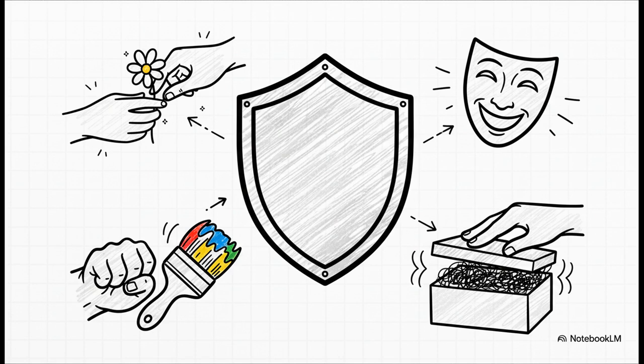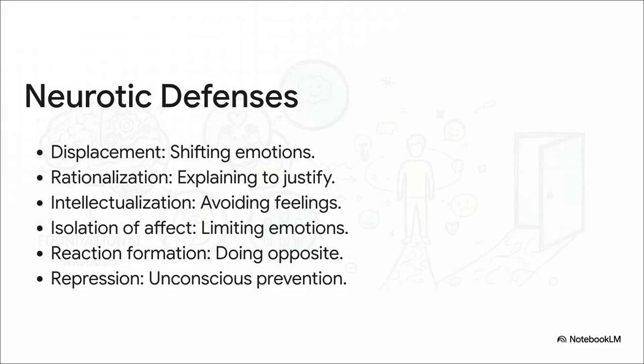Sublimation is actually a fascinating one. It channels socially objectionable impulses into totally acceptable actions, like, say, an aggressive impulse being safely channeled into competitive sports. And then there's suppression, which is the purposeful, conscious act of ignoring an unacceptable impulse or emotion just so you can navigate external reality. But things change quite a bit when we look at neurotic defenses.